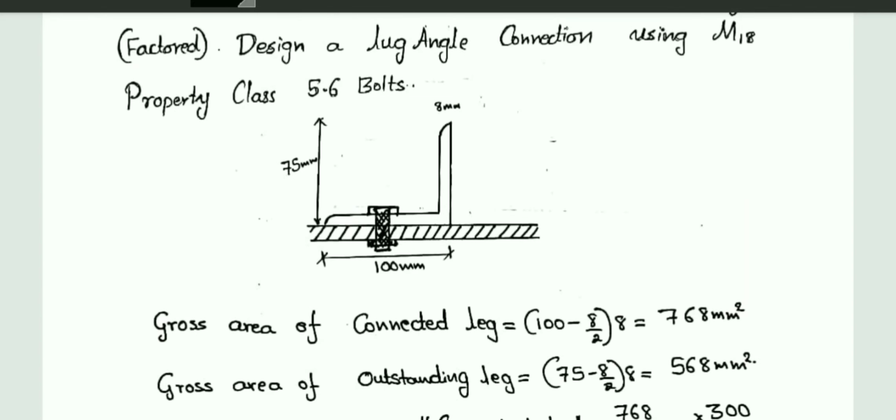So let us see here. This is the given question. Here the 100 mm leg is connected to the gusset plate, and the number of bolts has not been given. 8 mm is the thickness of the angle, and 75 mm is the outstanding leg.